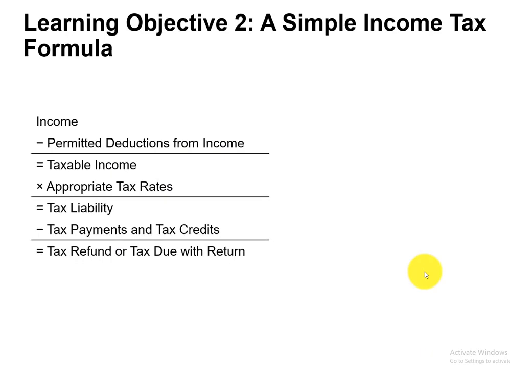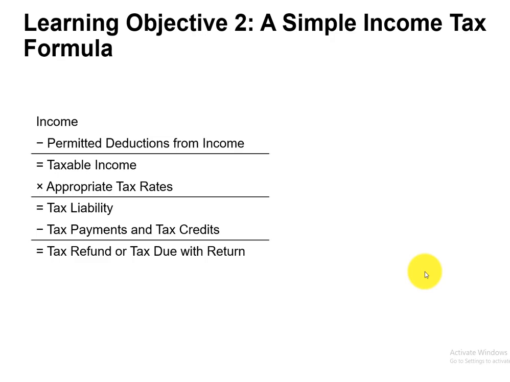So here is the income tax formula. And this is going to stay constant. We're going to add complexity to each step, but the steps are not going to change. Okay? You're still going to calculate your income. You're going to subtract from it your permitted deductions. And we're going to keep those very simple at first and keep adding to that complexity and get taxable income.